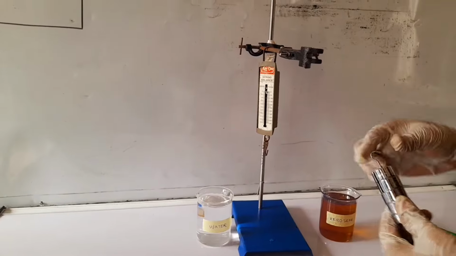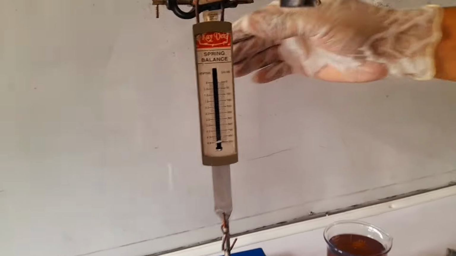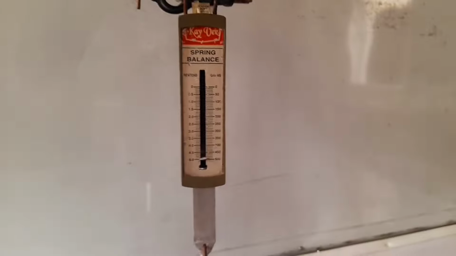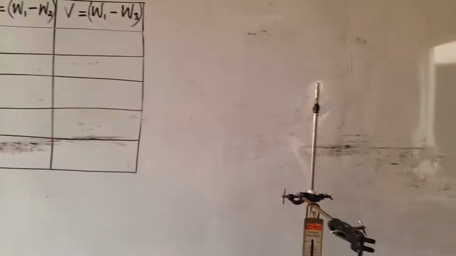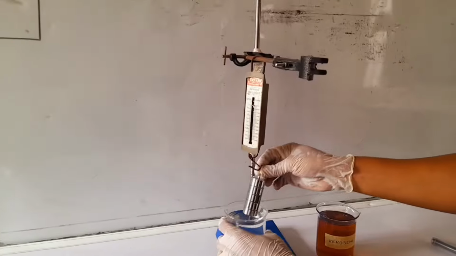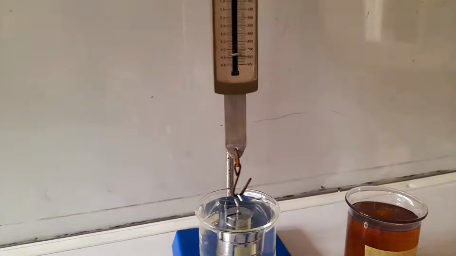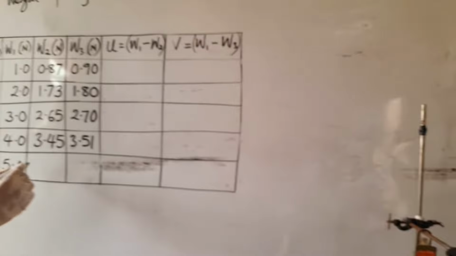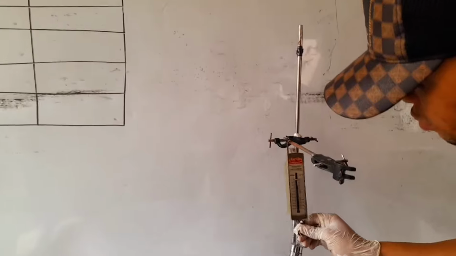So this is now 250, which is the last. Like we already assumed, 250 is 5 Newton when measured in air. 250 gram mass when measured in air with our spring balance here gives us 5 Newton. So we're going to, like we've always been doing, measure it when immersed completely in water, and you know that gives us a different value, 4.3. All right, we're going to clean it and then immerse it in kerosene, like we've always been doing. So we clean it, very importantly.